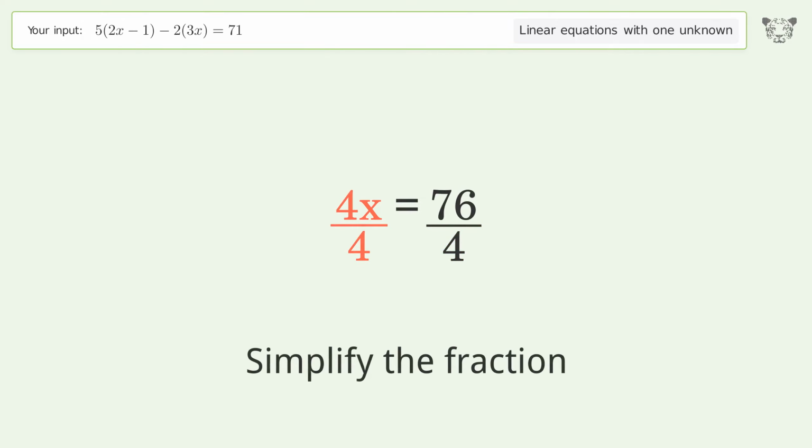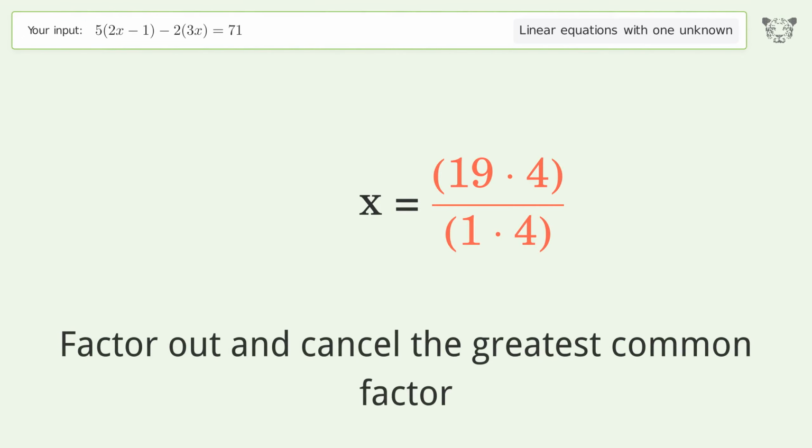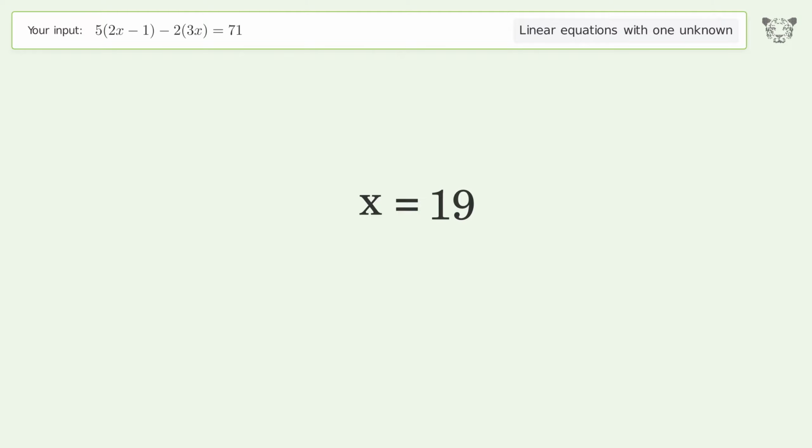Simplify the fraction. Find the greatest common factor of the numerator and denominator. Factor out and cancel the greatest common factor. And so the final result is x equals 19.